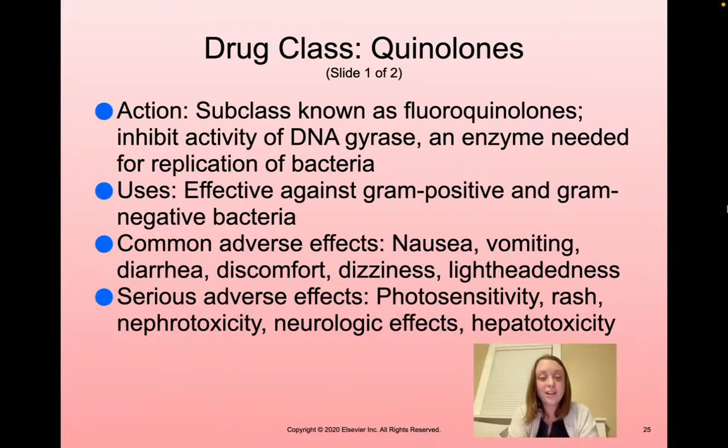Quinolones are another class of antibiotics, and one subclass of this medication is known as fluoroquinolones, and these inhibit activity of DNA gyrase, which is an enzyme needed for the replication of bacteria. So these antibiotics are effective against both gram-positive and gram-negative bacteria. They have some common adverse effects that include nausea, vomiting, diarrhea. They can cause some discomfort, some dizziness, and some lightheadedness. We also have to watch for serious adverse effects like photosensitivity, a rash, nephrotoxicity, neurologic effects, and hepatotoxicity.